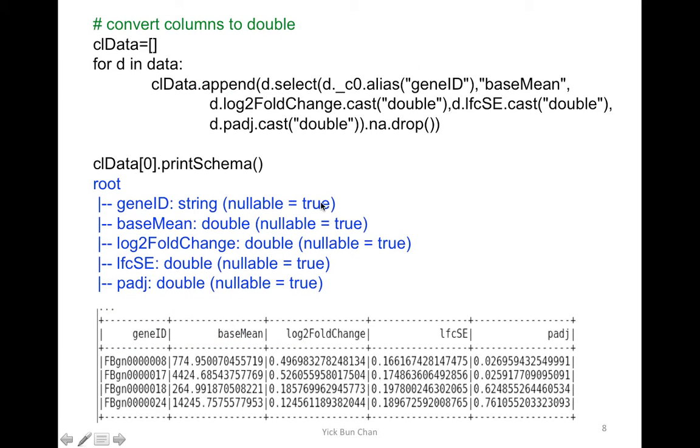In Spark, I can easily change the column type and drop the rows with NA. I also drop several columns that I do not need, such as the stat and p-value. Here is an example of the result. So I will keep gene ID, base mean, log2 fold change, log fold change standard error, and adjusted p-value.